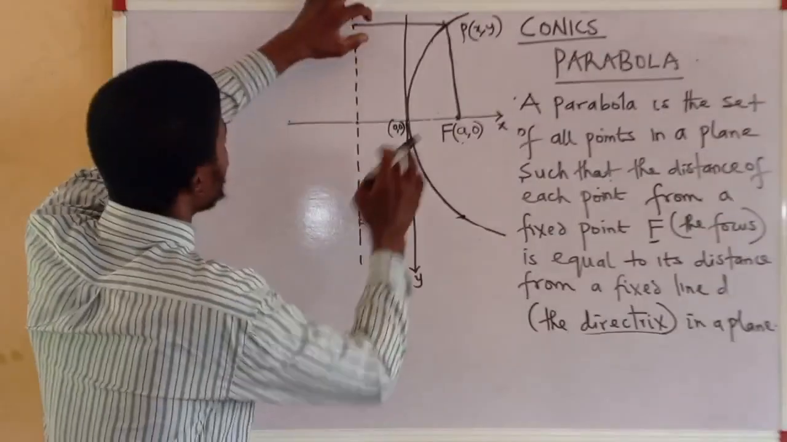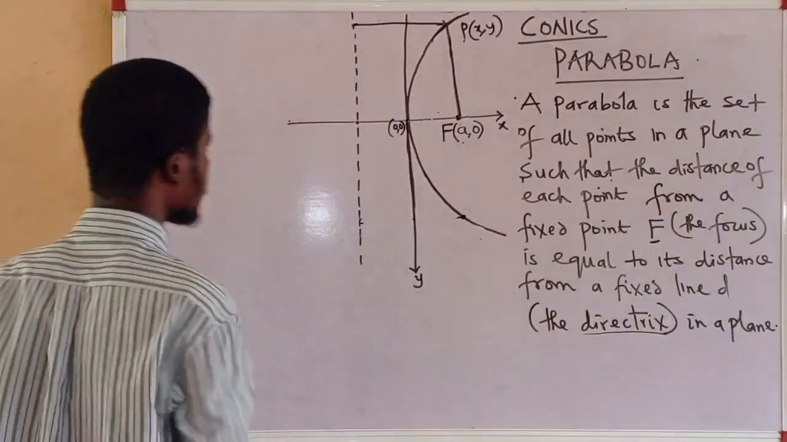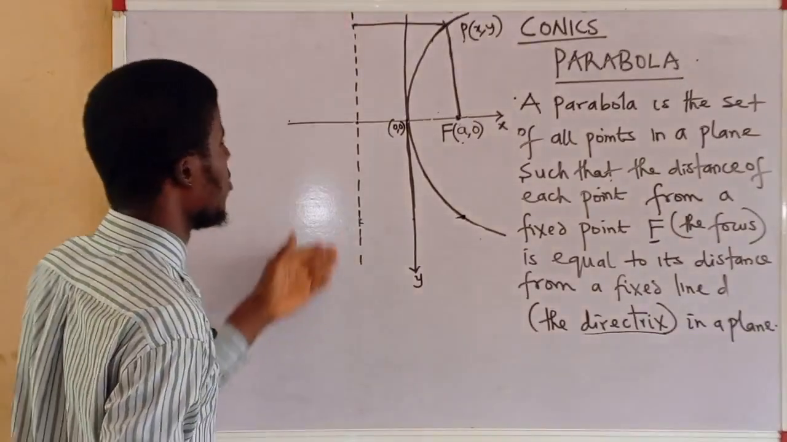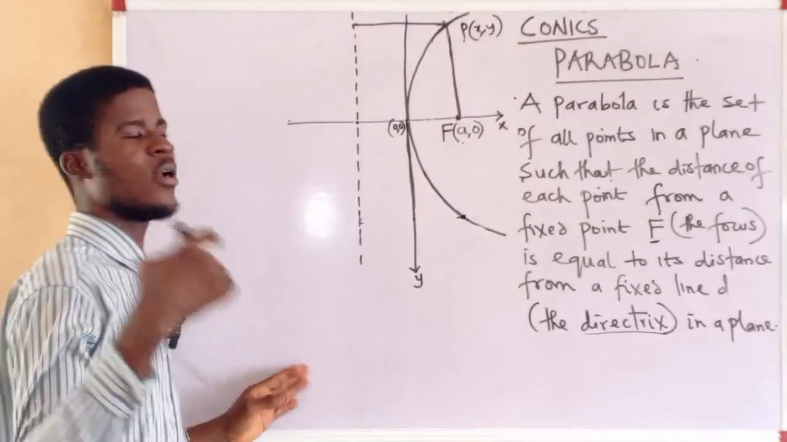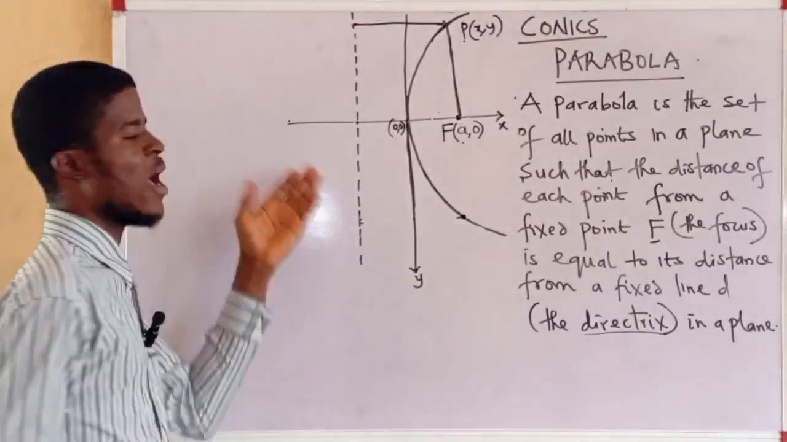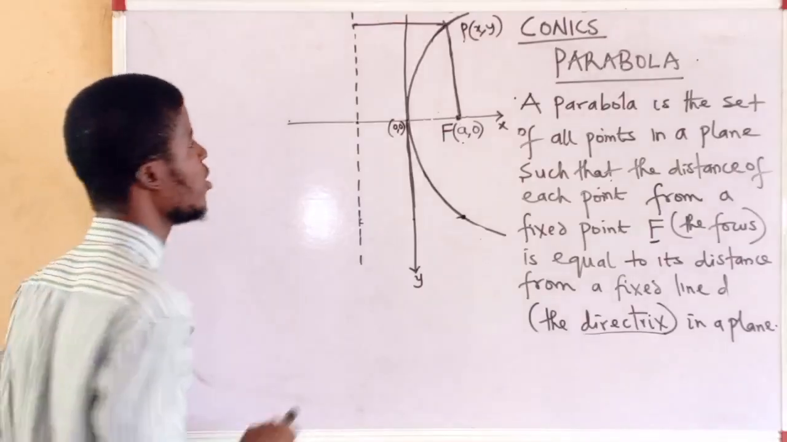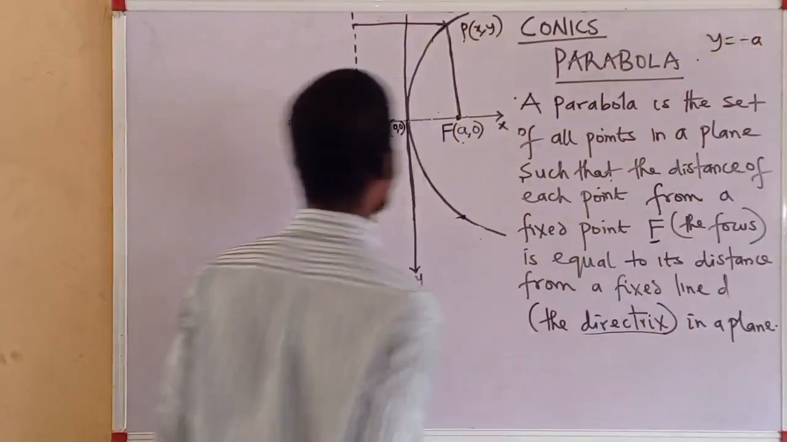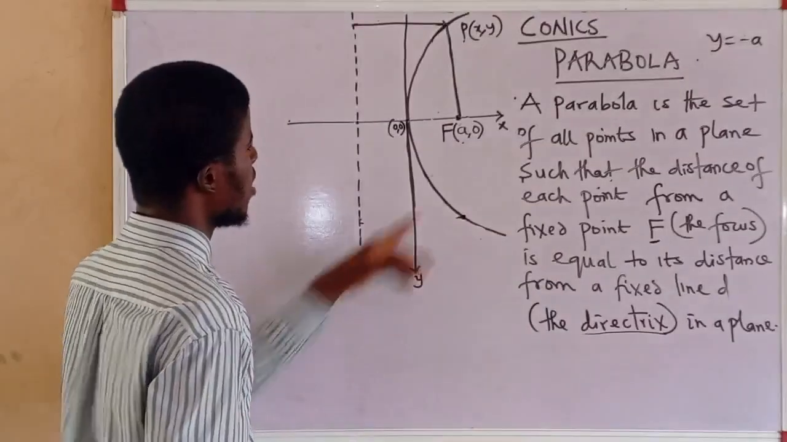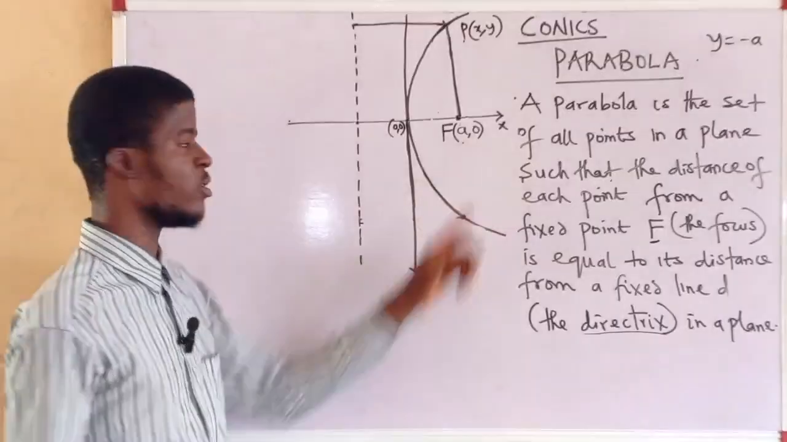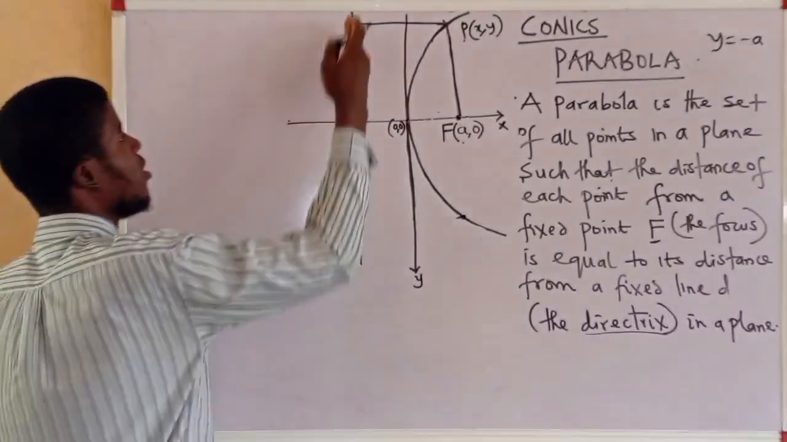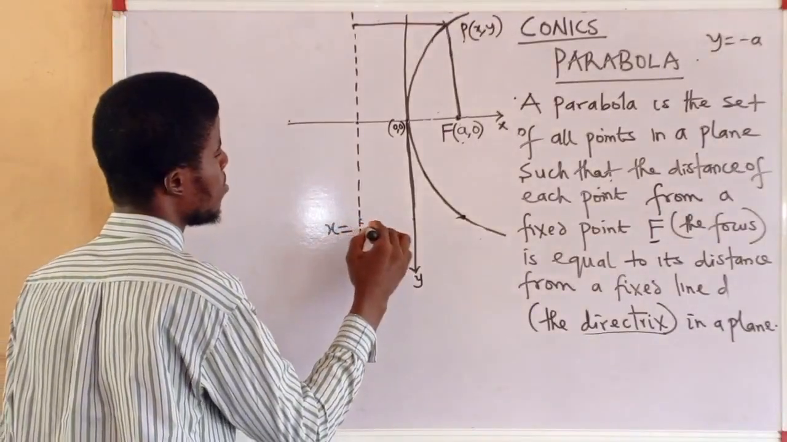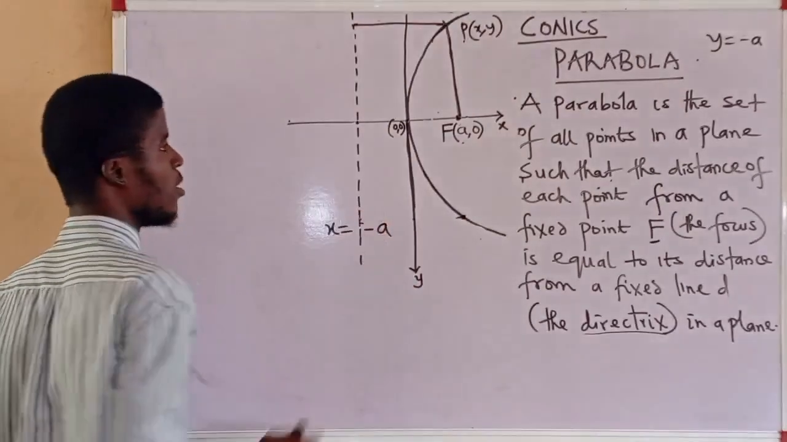Let's assume these two lines are equal. What is the equation of the directrix? Remember, where the y-axis is the axis of symmetry, the equation of the directrix is y equal to minus a. So now the x-axis is the axis of symmetry. So the directrix has the equation x equal to what? Minus a. This is it.